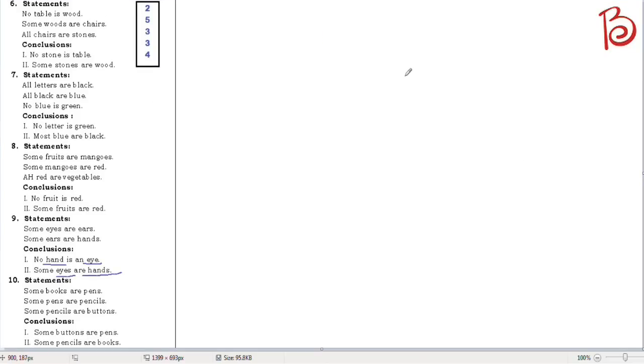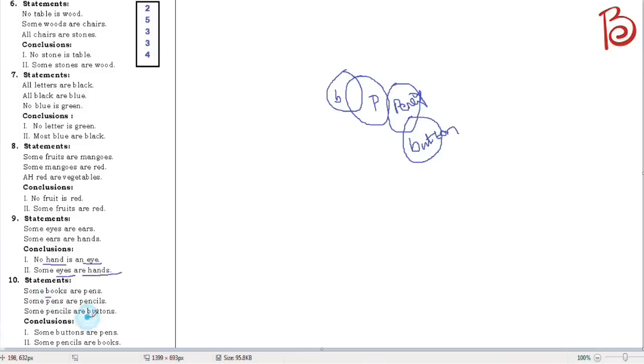Some books are pen, and some pens are pencil, some pencils are button. And if you look at the questions, they are giving these questions deliberately. If you can see B and B, P and P.